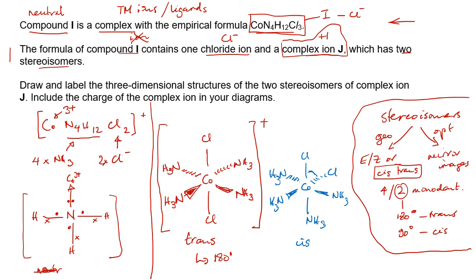Last thing, let's put our charge on there. We put it in square brackets because the charge is over the whole ion. It's the net result of the cobalt and the chlorides. So there you have that question answered, and hopefully that's cleared up any misconceptions. Thank you.